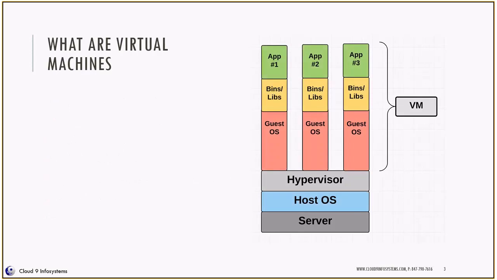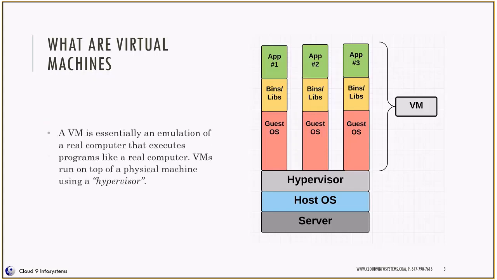Starting off, what are virtual machines? So virtual machines, it's a very relevant term that is used in the industry today. It's a powerhouse. So a virtual machine is essentially an emulation of a real computer. It executes your programs like a real computer, and ideally it runs on top of a physical machine using a hypervisor. So now a hypervisor is basically a software, it can be hardware, it can be a firmware.